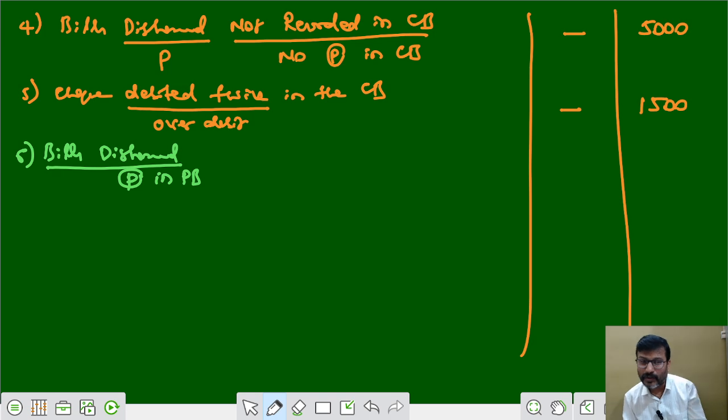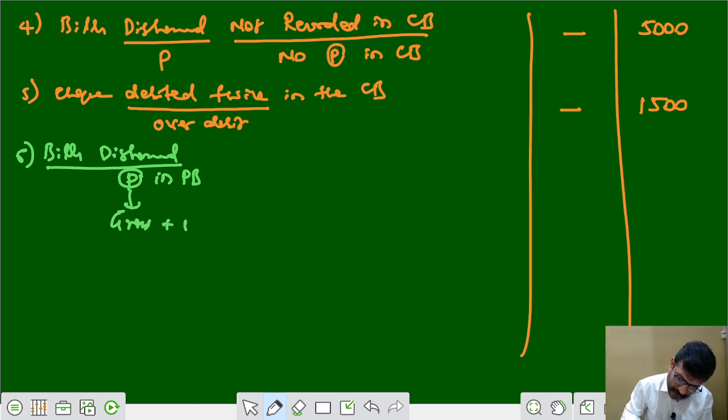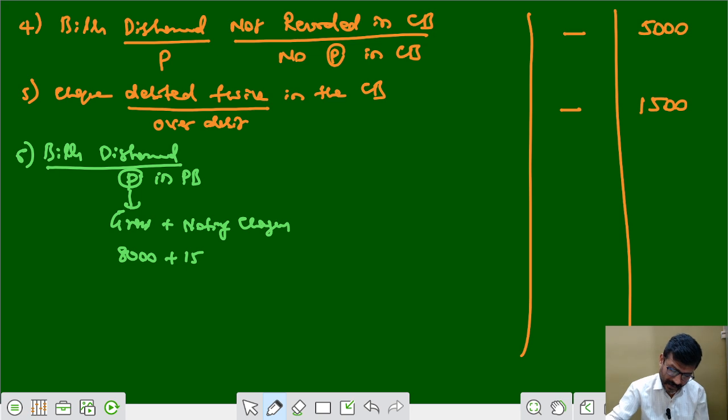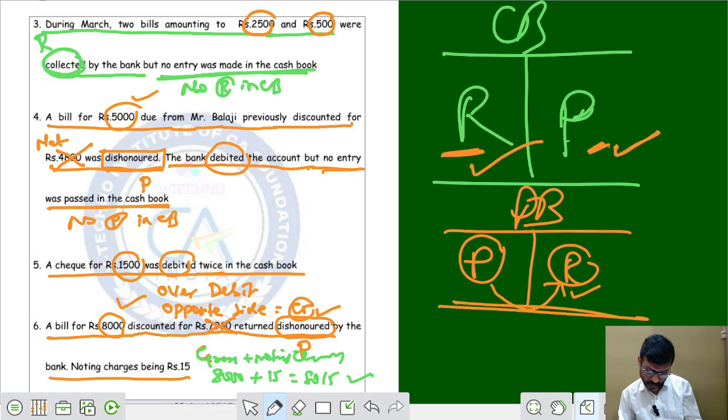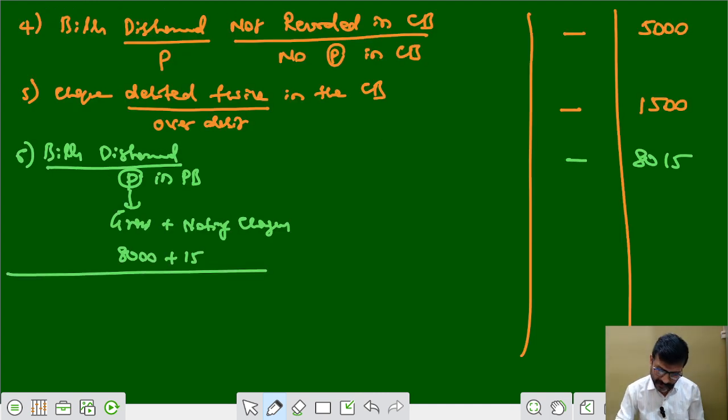Payment, debit in the passbook. So where we have to take it? On the credit side. We have to take both the gross plus noting charges. Gross amount is how much? 8000. Noting charges is 15. So put together, how much am I supposed to take? 8015 on the credit side. Then see whether the question continues. I think that's all right. No other information. Now we have to work out the total of the debit, my dear kids.